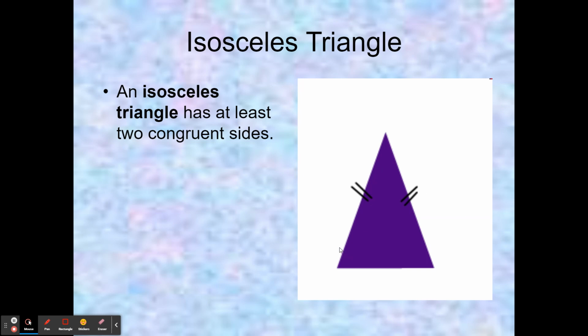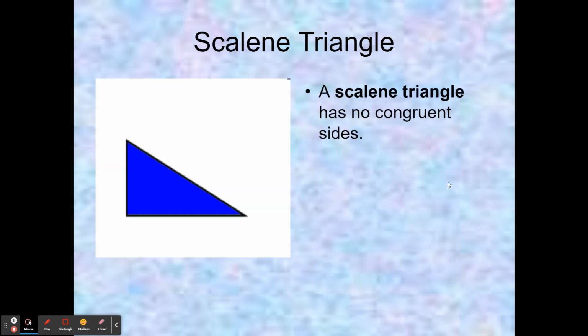Isosceles triangles also have equal angles at the base of those 2 sides. Last is a scalene triangle. All that means is there are no congruent sides, or no sides that are equal.